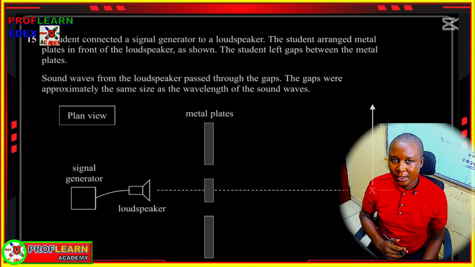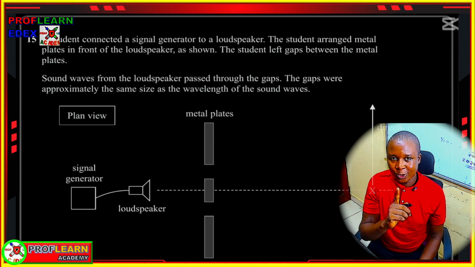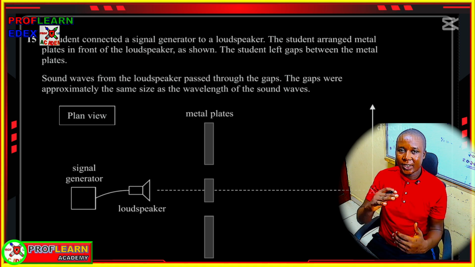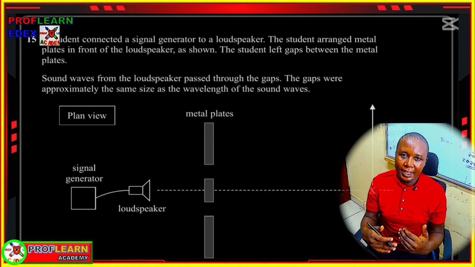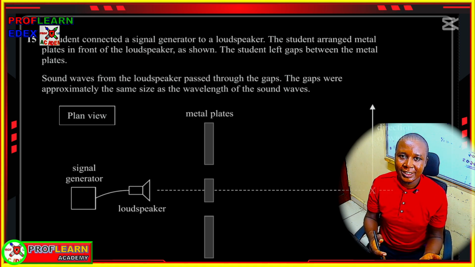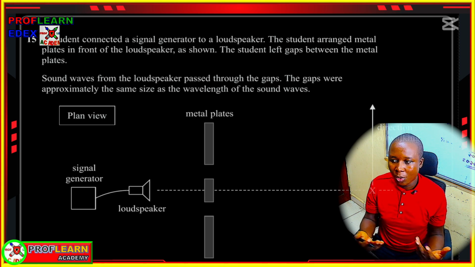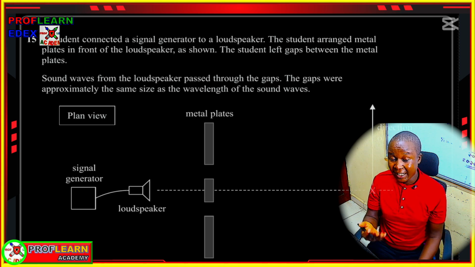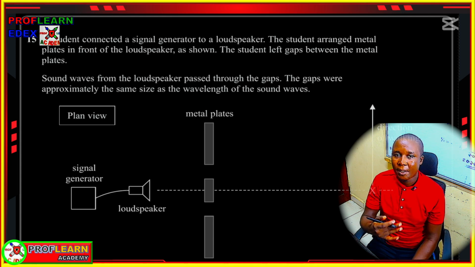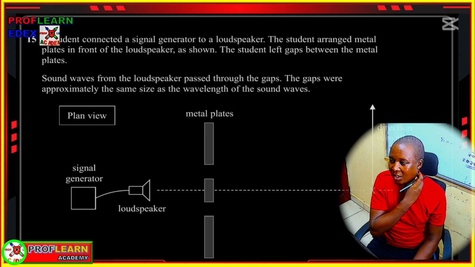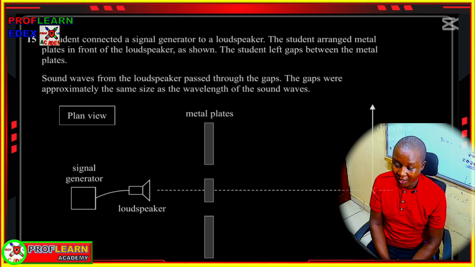To achieve that, you use a single source, because if you have different loudspeakers, they end up producing sounds which are not coherent. So in that way we are not going to have constructive and destructive interference being so effective in this case.